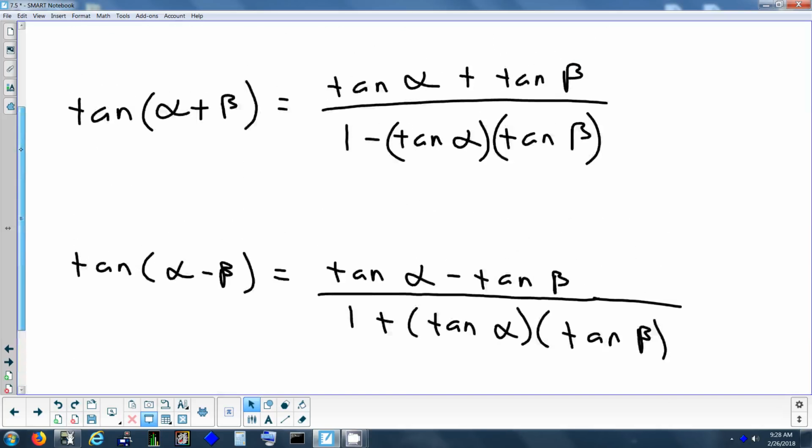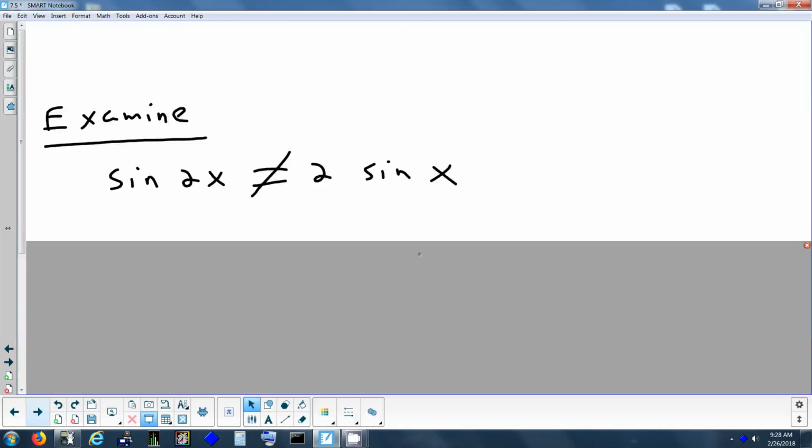Okay, so everybody have those two. So now you have 6 different identities: 3 for sum, 3 for difference. Okay. So the next group of identities we're going to look at have to do with this idea.